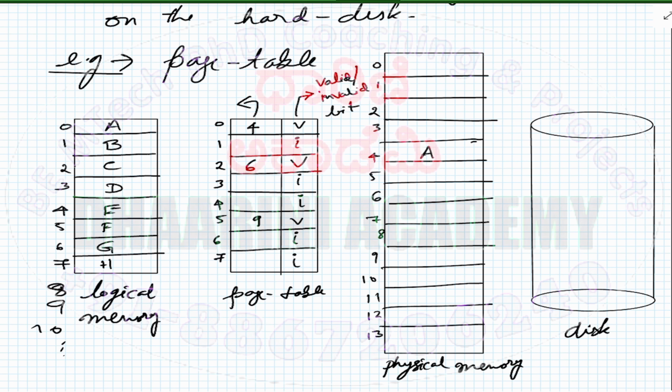The second one, if you see the logical memory, the 2 corresponds to C, and in the page table it is located at 6. So at physical address number 6 will be C. This is the physical memory. Then you can see that at 9 you have the fifth one, that is F. So at the ninth location it should be F. Other spaces you see are not shown, they are empty.